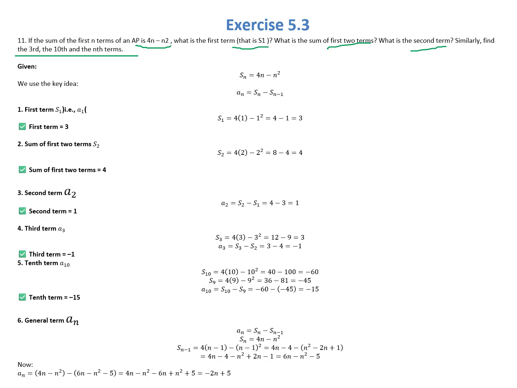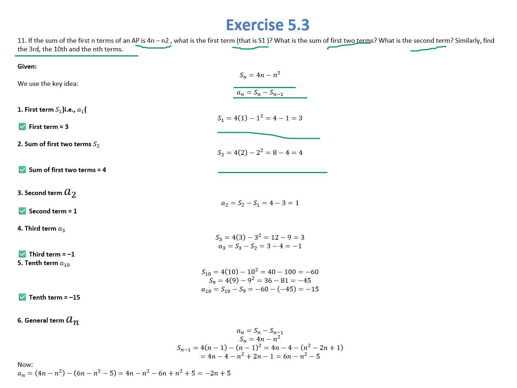So what we have given, Sn is equal to 4n minus n square. So An is equal to Sn minus Sn minus 1. So first of all, we have to find the sum of the first term. We'll put the value of n as 1 here, and then we'll find the sum as 3. Now we'll have to find the sum of first two terms. We'll put the value of 2 in the place of n. We'll get the value as 4. So the sum of first two terms is 4. Sum of first term is 3.